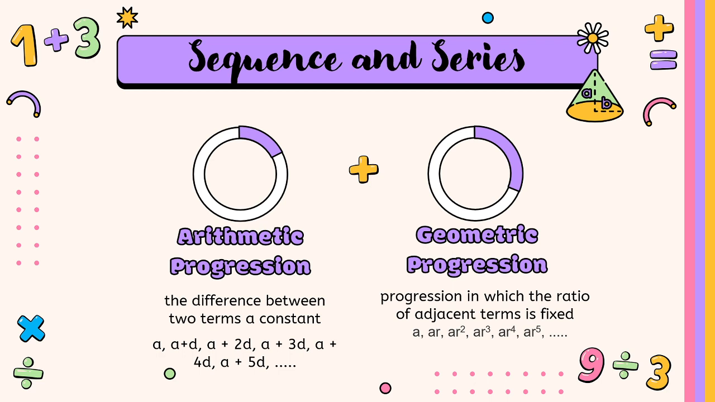So, arithmetic progression is a special type of progression in which the difference between two consecutive terms is always a constant, while geometric progression is any progression in which the ratio of adjacent terms is fixed. So, you can look at the example down there.